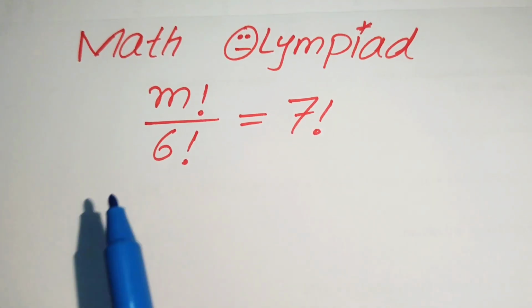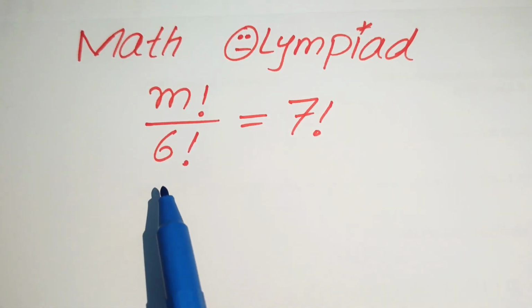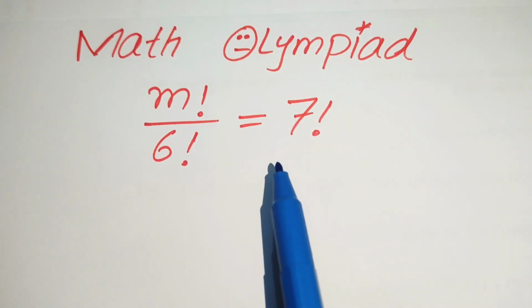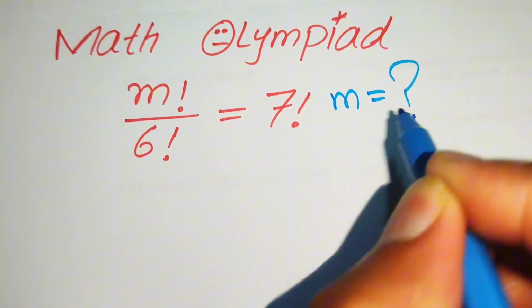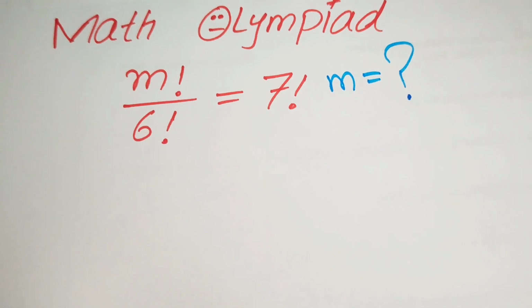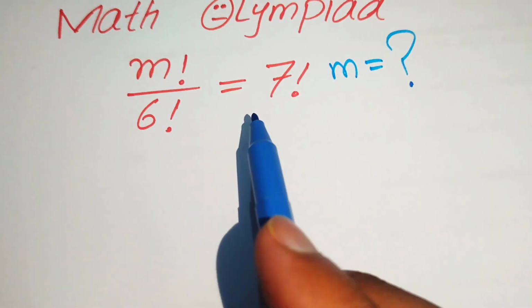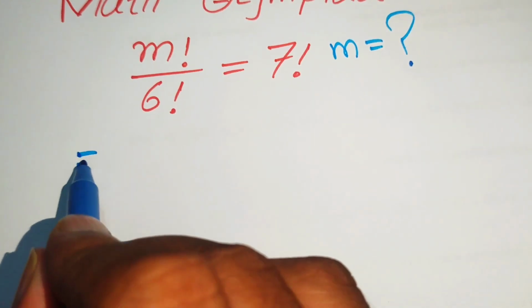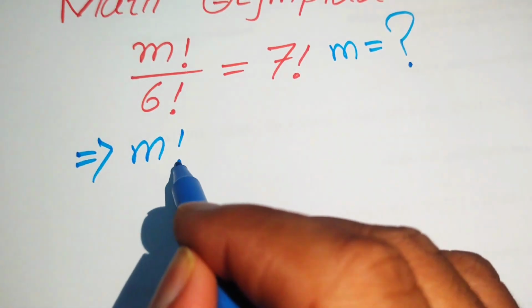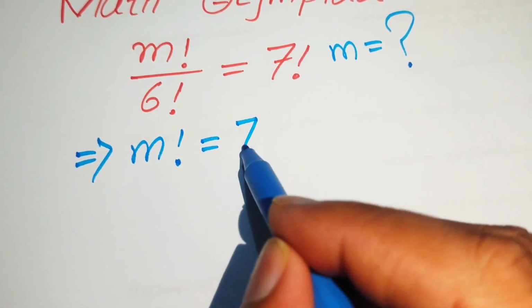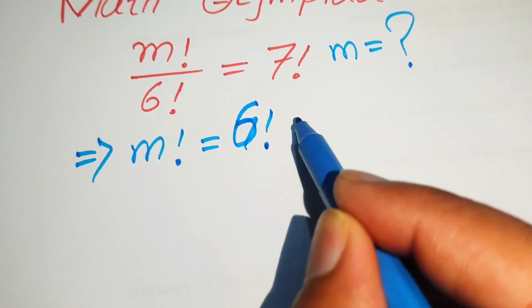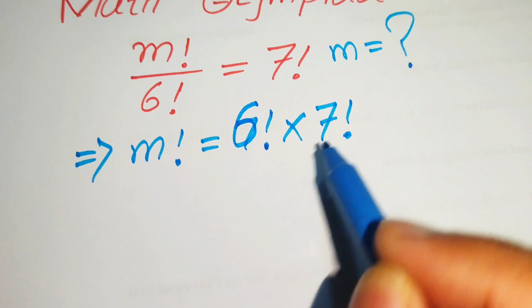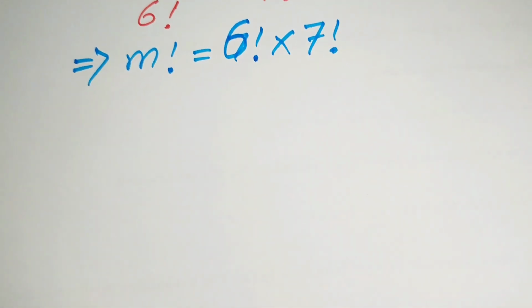So here we have m factorial divided by 6 factorial equals 7 factorial. We solve this problem for the values of m. The very first step we are going to do is to move the 6 factorial to the right hand side, and it will be written as m factorial equals 6 factorial multiplied by 7 factorial. Here we first explain a little bit about factorial.